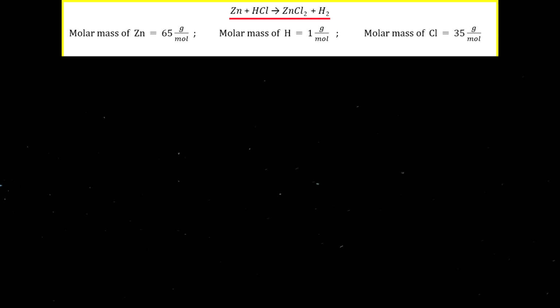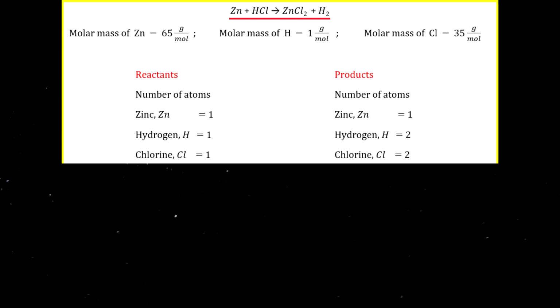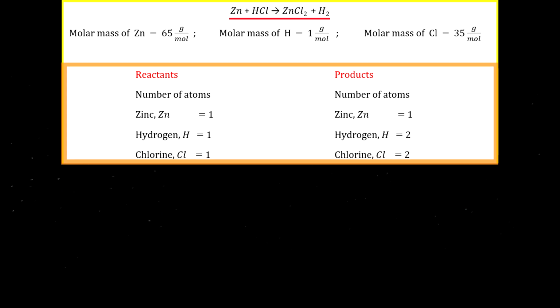Then after that, we are going to determine the number of moles or the number of atoms of zinc, hydrogen, and chlorine in the reactants and in the products. For the reactants, the number of atoms of zinc is 1, hydrogen 1, and chlorine we have also 1. Then for the products, zinc is 1, hydrogen is 2, and chlorine is 2. So please notice that hydrogen and chlorine are not the same.